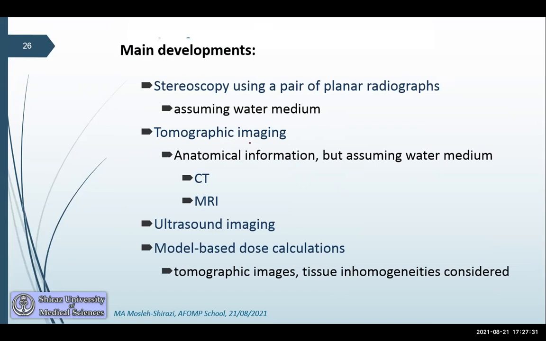Then came tomographic imaging quite late on compared to external beam radiotherapy. I'll explain why. That gave very good anatomical tomographic information, but not used for planning. Still, to date, most systems use and assume water. First came CT and then MRI became more and more prevalent. In parallel, ultrasound imaging has been used and is being used more and more. And now there's talk and use of model-based dose calculation algorithms. What that means is these are tomographic images like CT or synthetic CT made from MRI, for example. But you now use inhomogeneity correction, proper dose calculation.